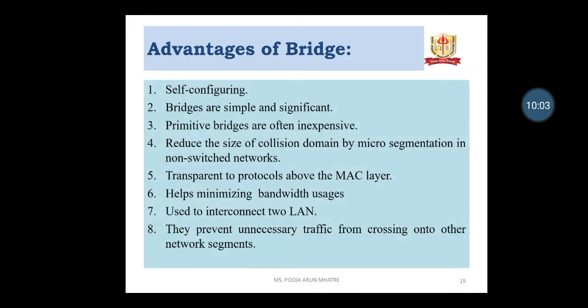Advantages of bridge. It is self-configuring. Bridges are simple and significant. The primitive bridges are often inexpensive. It reduces the size of the collision domain by microsegmentation in the non-switch network. It is transparent to protocols above the MAC layer. It helps to minimize bandwidth use over a network. It is used to interconnect two LANs and they prevent unnecessary traffic from crossing onto the other network segment.